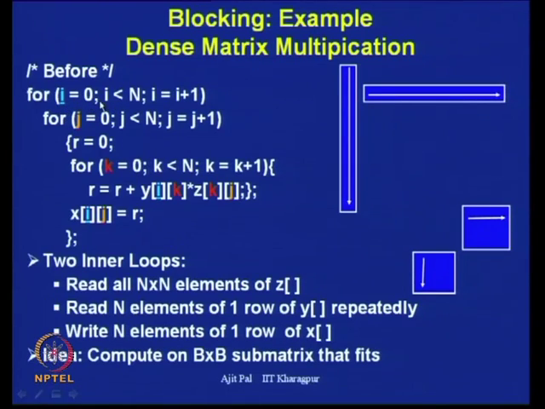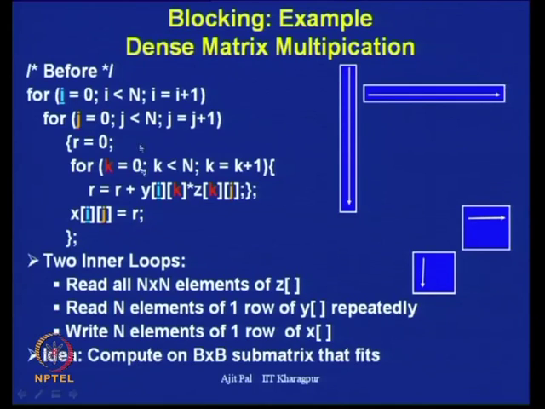So, for i = 0; i < n; i = i + 1, for j = 0; j < n; j = j + 1, r = 0, and you will be doing this computation for k = 0; k < n; k = k + 1, and then r = r + y[i][k] * z[k][j], and also you will be doing x[i][j] = r.